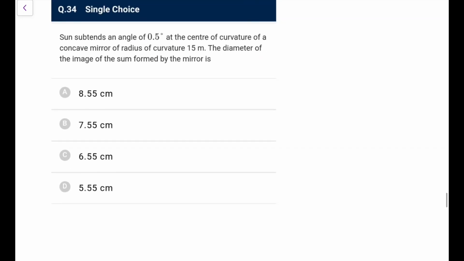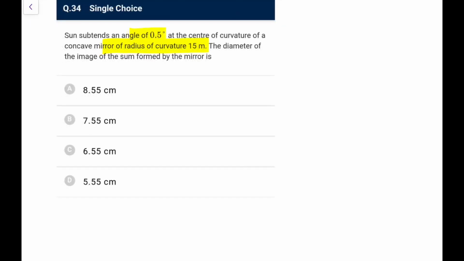Next, the sun subtends an angle of 0.5 degree at the center of curvature of a concave mirror of radius of curvature 15 meter. The diameter of the image of the sun formed by the mirror is, so here let it be the mirror. The sun subtends 0.5 degree, so the extreme rays would be like this. They are making an angle 0.5 degree.